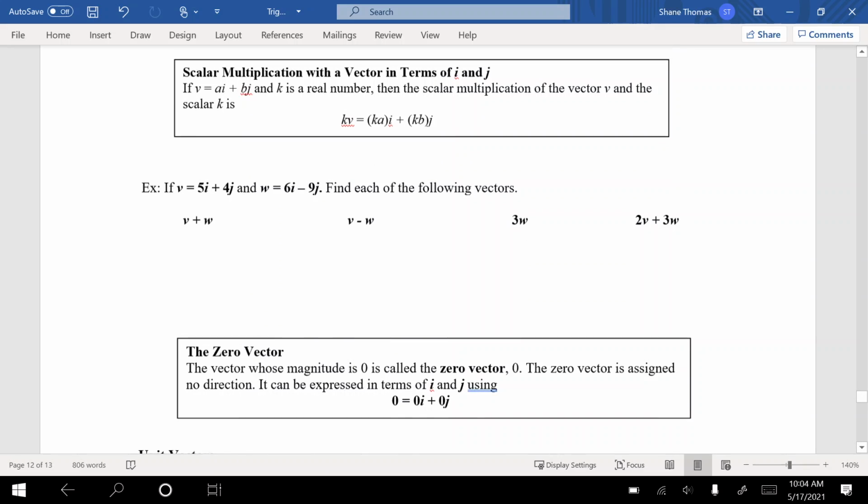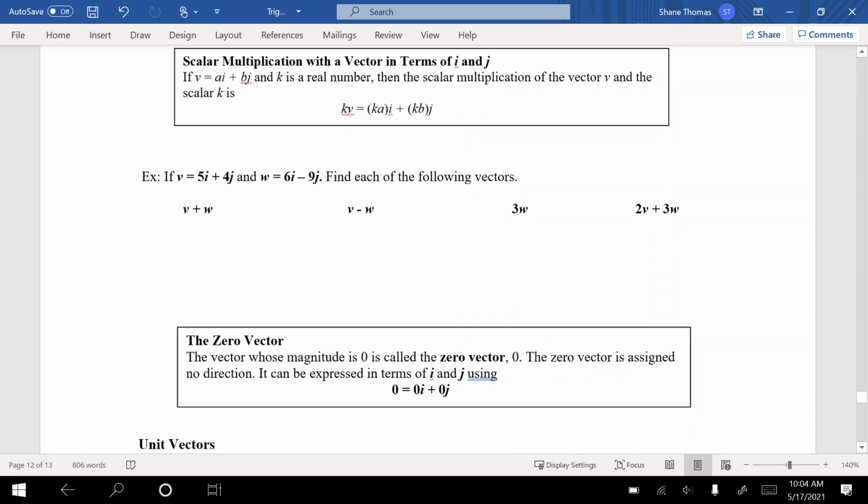So right there, I have 4 different things. I have V plus W, V minus W, 3W, and 2V plus 3W. And I have vectors V and I have vectors W. So we're just doing some vector algebra, really. So we're going to do the first one and the third one together. You guys are going to do the other two.